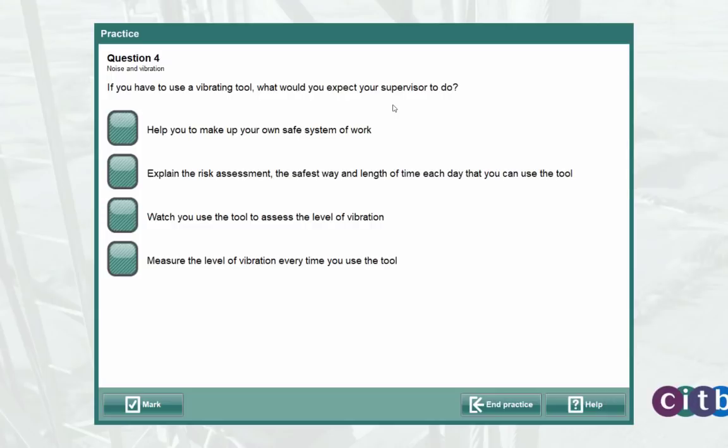If you have to use a vibrating tool, what would you expect your supervisor to do? Help you to make up your own safe system of work. Explain the risk assessment, the safest way and length of time each day that you can use the tool. Watch you use the tool to assess the level of vibration. Measure the level of vibration every time you use the tool.